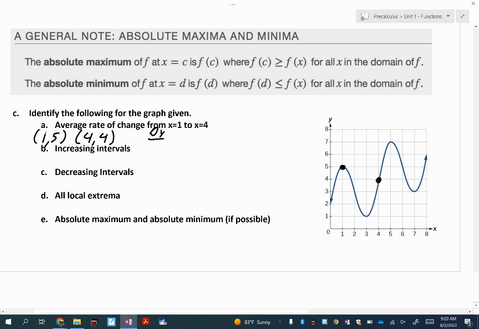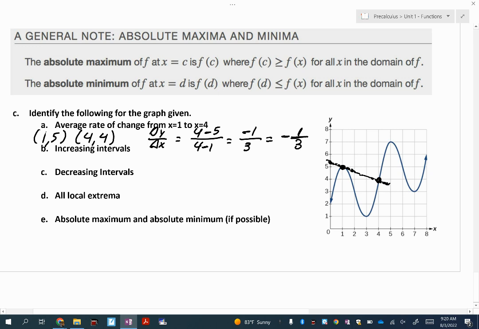Using my formula, the change in y over the change in x, I get 4 minus 5 over 4 minus 1, which is negative 1 over 3. So my average rate of change between those 2 points is going to be negative 1/3. If you were to plot that, that makes sense for this line that connects them, right? The slope is negative and it's pretty shallow, so it's very small, negative 1/3.